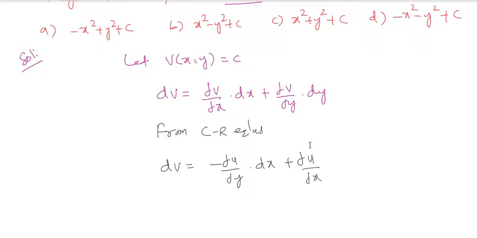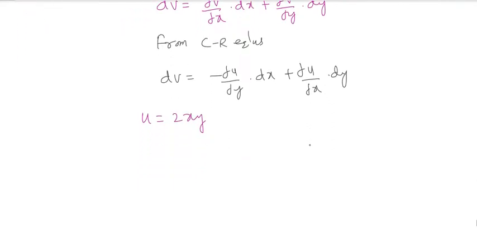Du by dx into dy will be there. So what is the problem they have given? U, which is nothing but 2 into xy. From this, what is your ux? Ux will be 2y and uy will be 2x.